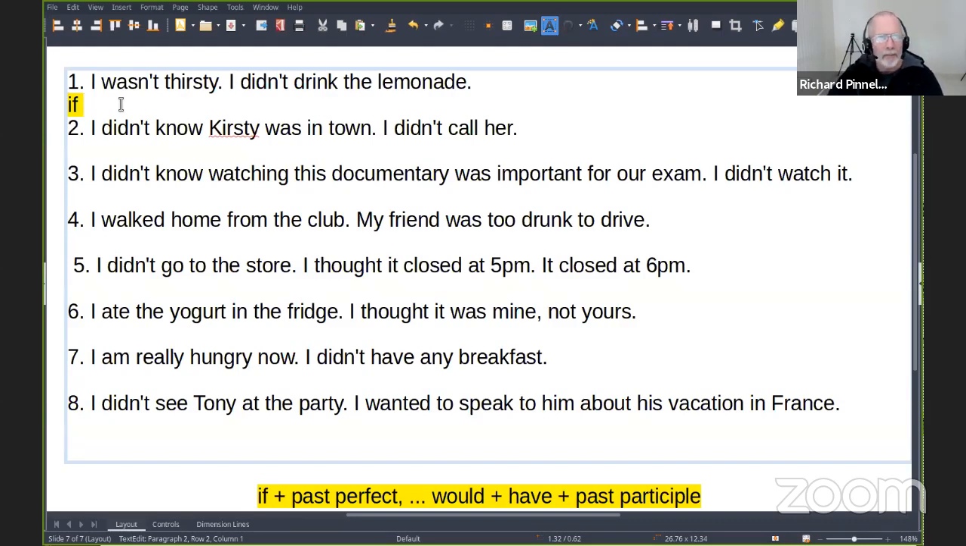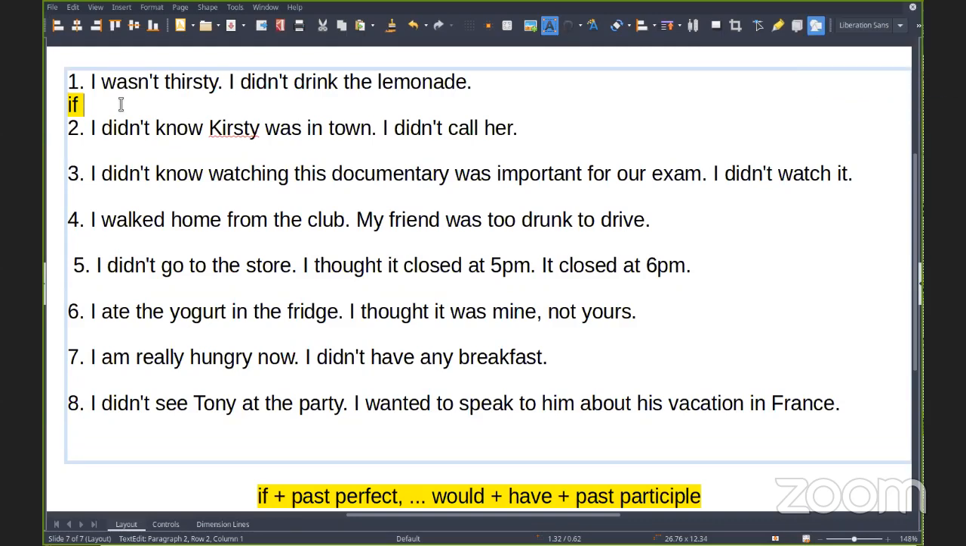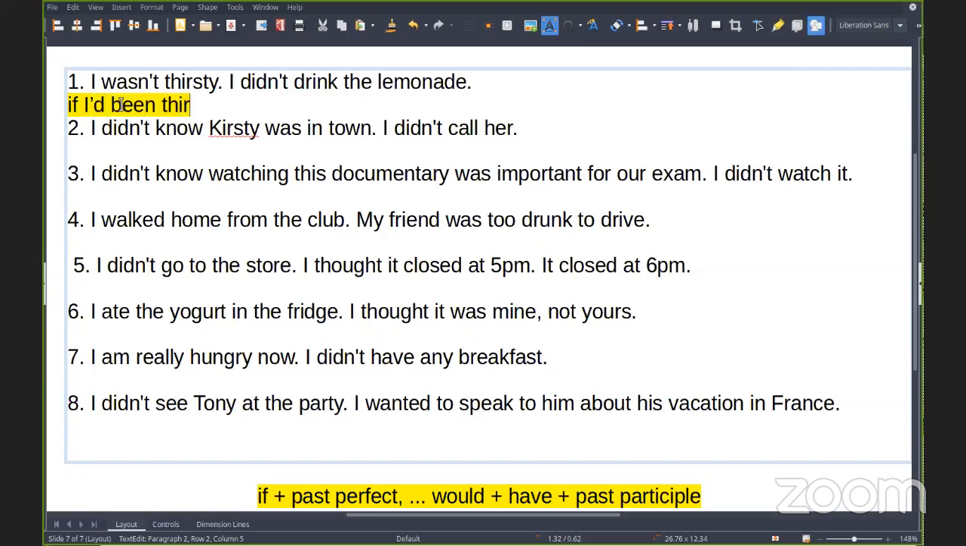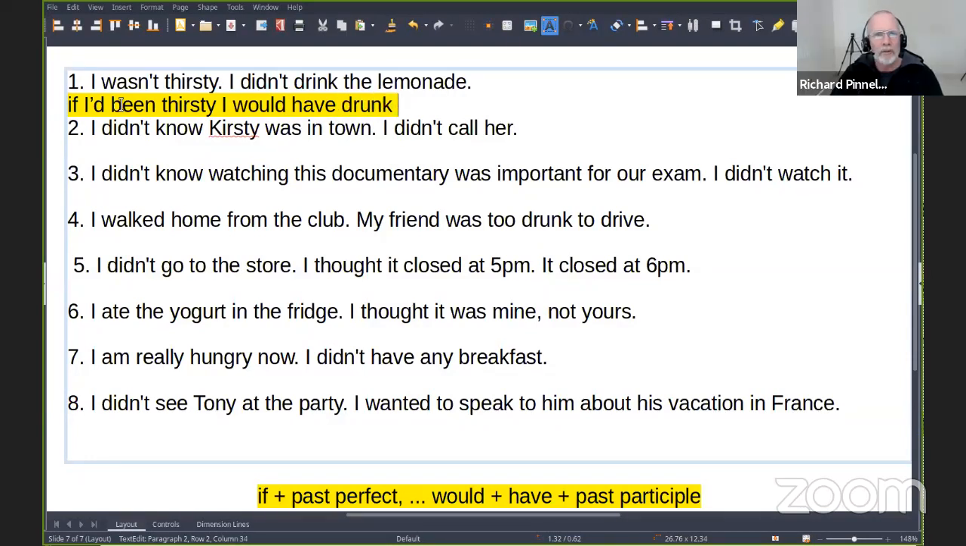So, number 1: I wasn't thirsty. I didn't drink the lemonade. Starting with the word if. Carlos or Irma? If I had been thirsty, I would have drunk the lemonade. Yes, drunk is the past participle. Very good. I'm impressed because this is very difficult. Excellent.